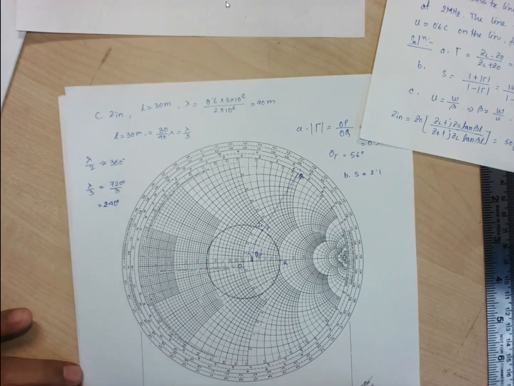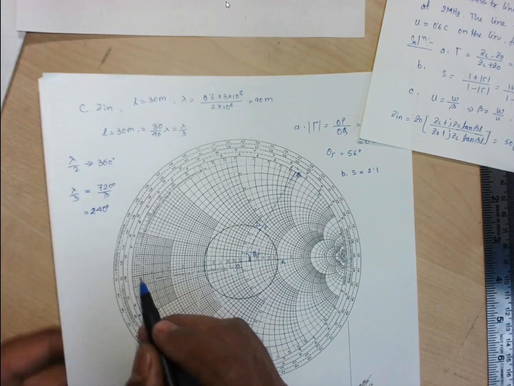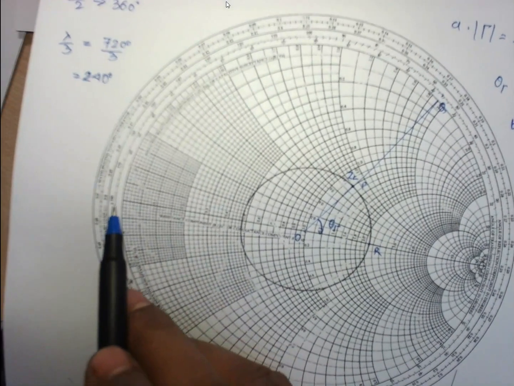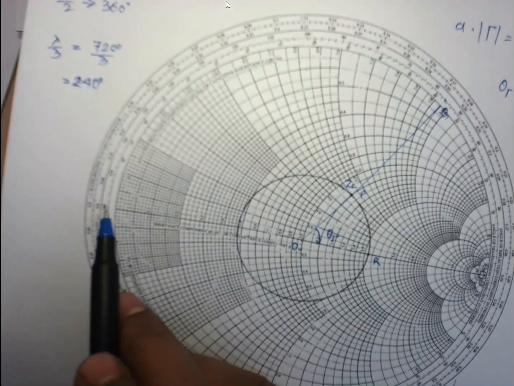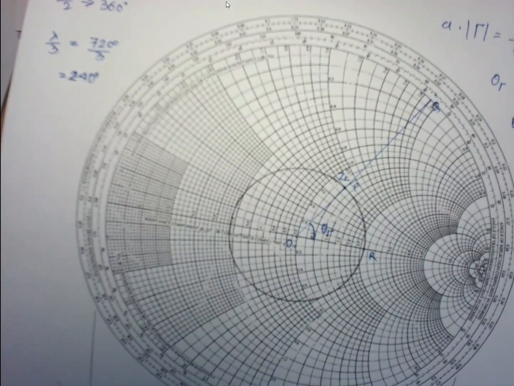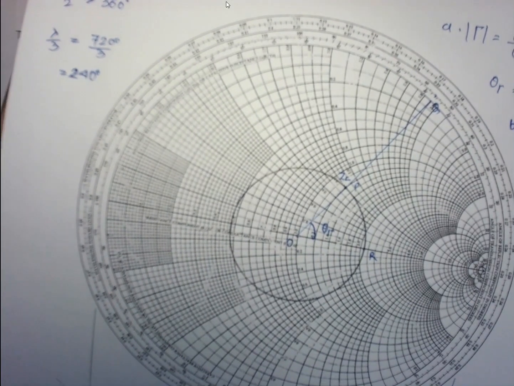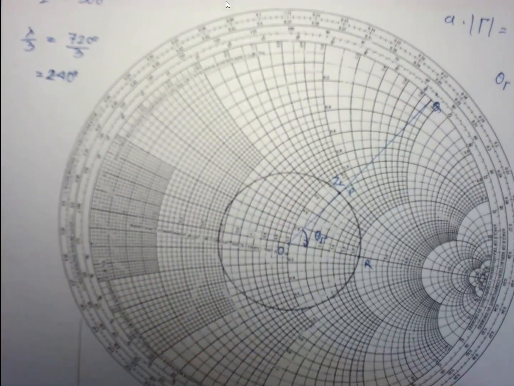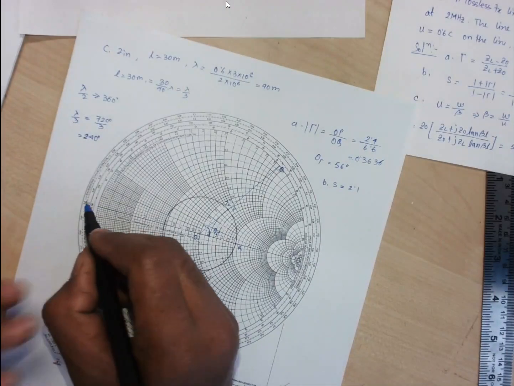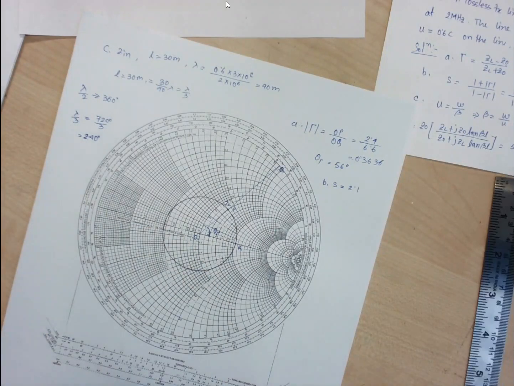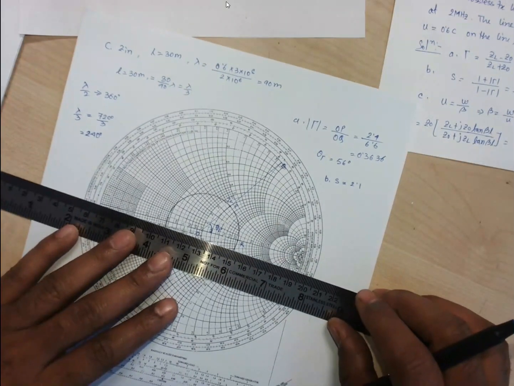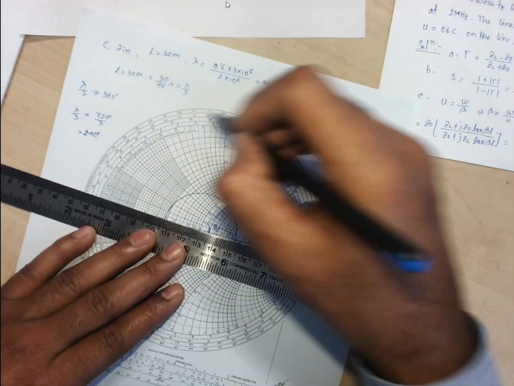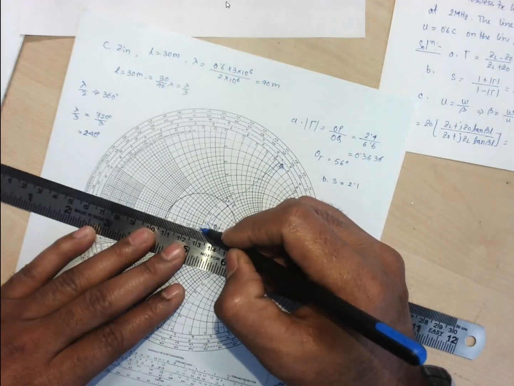So where is 184? This point is 180. This point is 170. 1, 2, 3, 4, 5. So up to this is 184. Each division on the scale is 2 degree. So we need to move up to this much. We draw a line from this center point up to this last movement. You can use a protractor to find the angle, but the angle scale is also given on this chart.